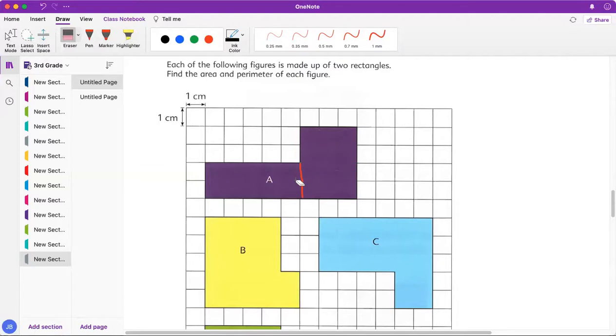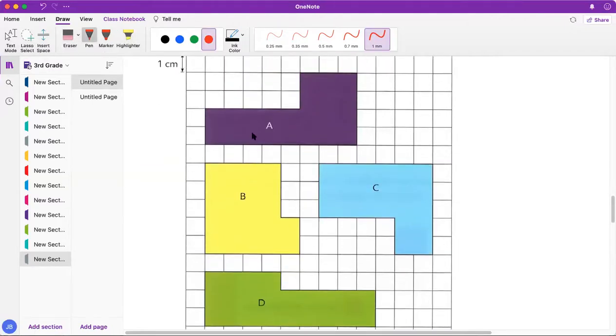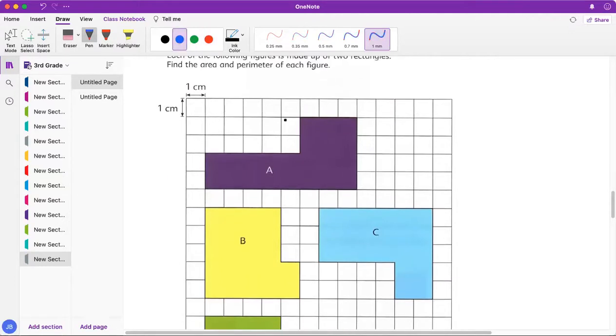Okay, so let's start these. Let's see. All right, for A, we'll find the area for A. Let's see. Area equals, and then perimeter. So for A, how do we want to do the area? How should we split it? Should we split it down the middle, straight up and down, or sideways? What do we think? Miles, what do you think? How do you want to do it?